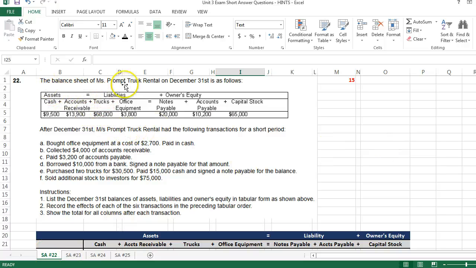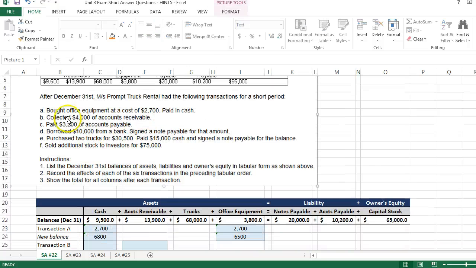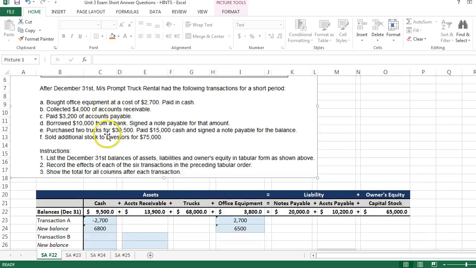Number 22, let's take a look at it and see what it says. The balance sheet of Miss Prompt Truck Rental on December 31st is as follows. So this is their balance sheet. Their balance of their cash account is $9,500. Their accounts receivable has $13,900, and so on and so forth. So that's the balance of all the accounts above. After December 31st, Miss Prompt Truck Rental had the following transactions for a short period. So this is a list of the transactions that the truck rental company incurred.